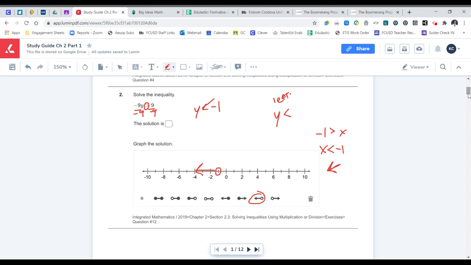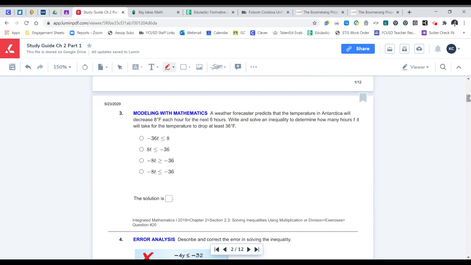Okay, let's carry on. Here we got a pretty tricky word problem. I've already attempted this video now twice, and both times this word problem really messed me up. So I'm trying it for a third time here. A weather forecaster predicts that the temperature in Antarctica will decrease 8 degrees Fahrenheit. So that's going to be a minus 8 degrees Fahrenheit each hour for the next 6 hours. So 6 hours is actually sort of a distractor in this problem.